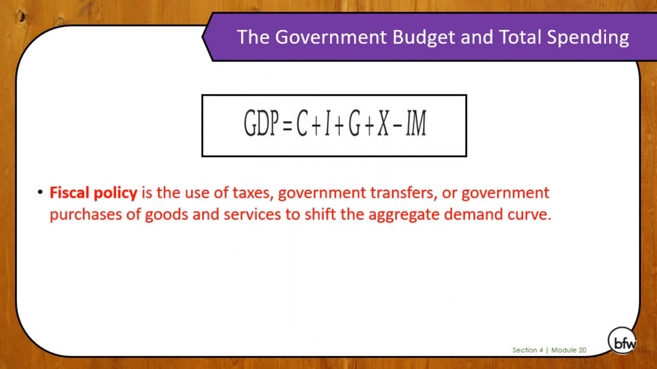So now, fiscal policy. Here's the official definition for it. It is the use of taxes, government transfers, or government purchases of goods and services to shift the aggregate demand curve. Basically, government spending is going to impact the government portion of the GDP or the aggregate demand curve. The other, in terms of taxes and government transfers, are going to affect consumer spending.